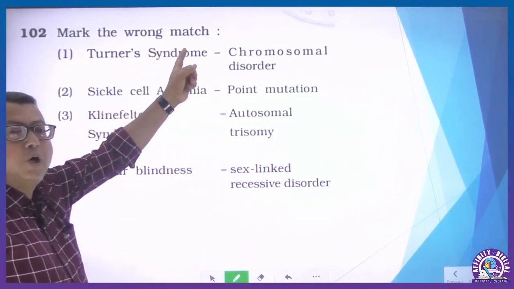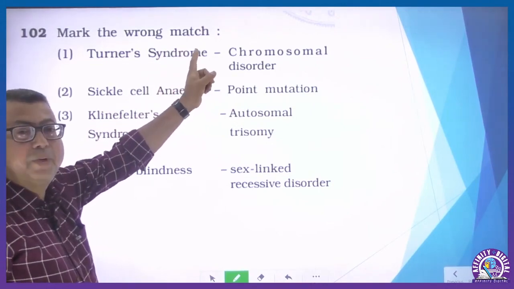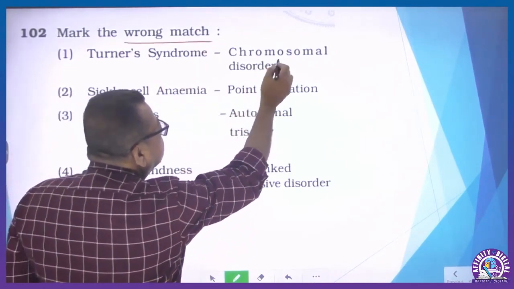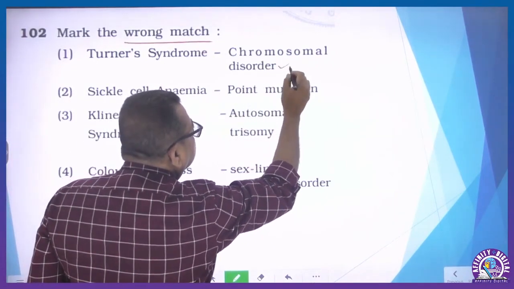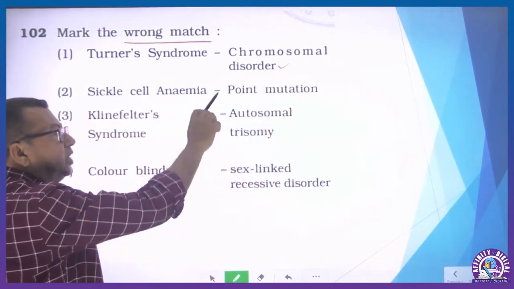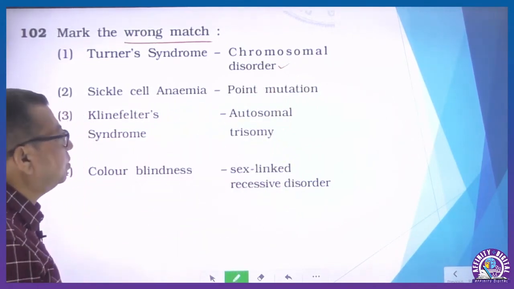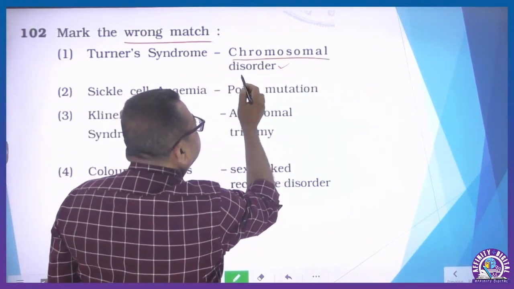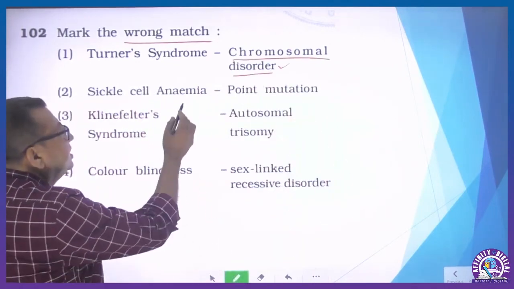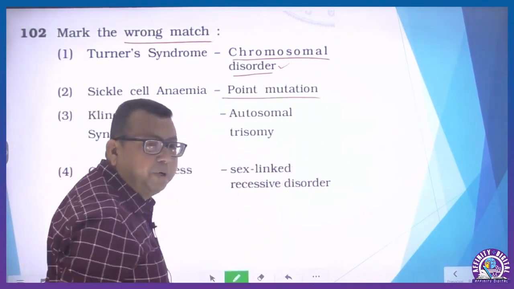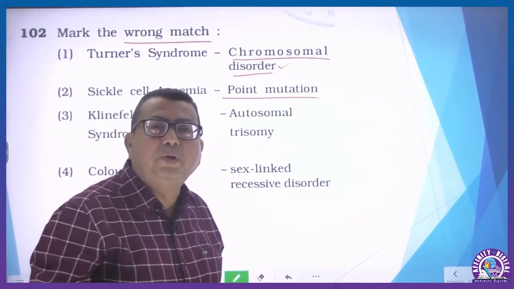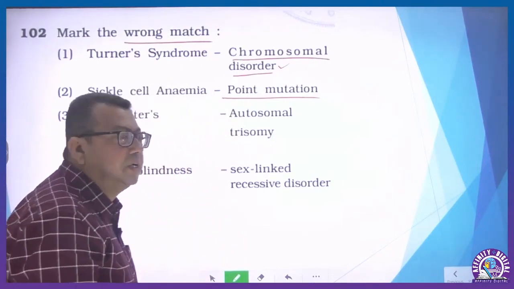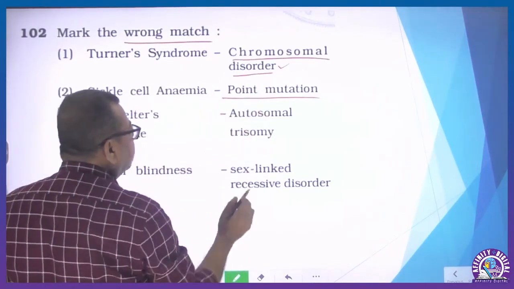This is another question on genetics, that is principles of inheritance and variation, where you have to find the wrong match. Turner syndrome, it is a chromosomal disorder. Yes, correct. And what type of chromosomal disorder? It is a monosomy of sex chromosome, so chromosomal disorder, correct. Sickle cell anemia is a classical example of point mutation. And what are point gene mutations? Point gene mutations are those mutations where there is change in only one base pair of a gene. So sickle cell anemia is a classic example of point mutation.